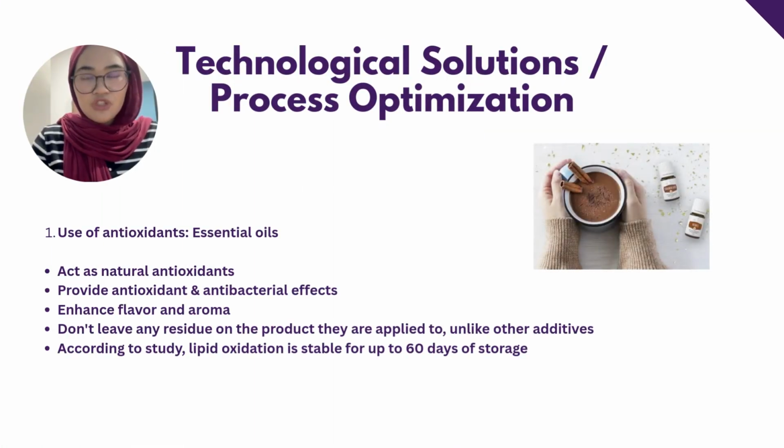For technological solutions, we came up with two main ideas. The first one is using antioxidants such as essential oils. Essential oils have antioxidant and antibacterial properties that can improve flavor and aroma in foods. Studies show that chocolates containing essential oils remain oxidatively stable for 60 to 90 days. Although their effectiveness also depends on the type of oil used, its concentration, and also the storage temperature.